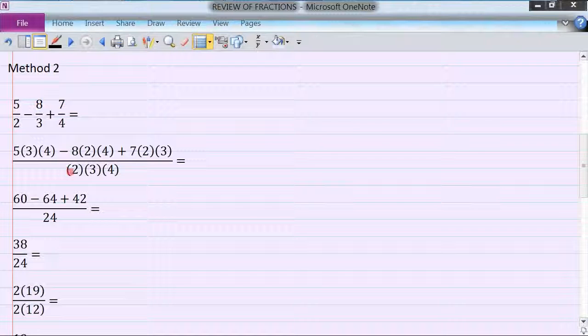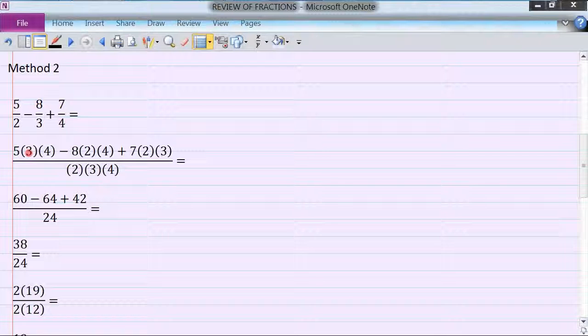Now, since the 2 appears here and here, you multiply this 5 by the other numbers, 3 and 4. Because the 2 appears here and the 2 appears here, multiply by the other 2 numbers, 3 and 4. Here, the 3 appears here, so you multiply this 8 by the other numbers, which are 2 and 4. When you're doing this term, the 4 appears here, so you multiply the 7 by the other 2 numbers, 2 and 3.